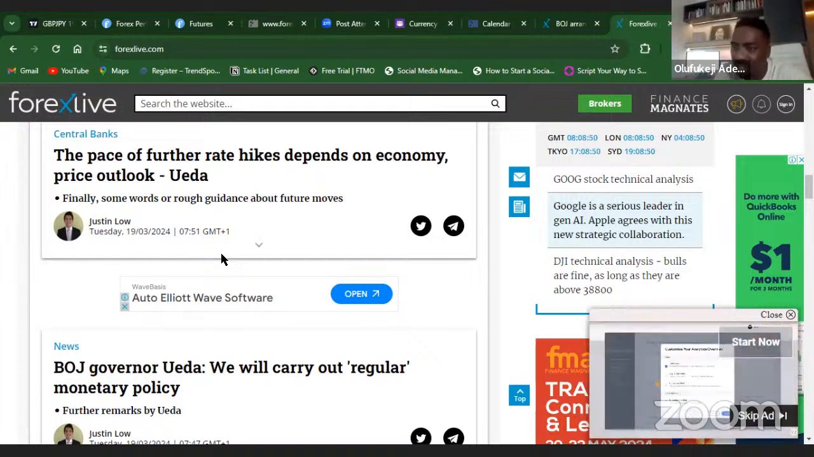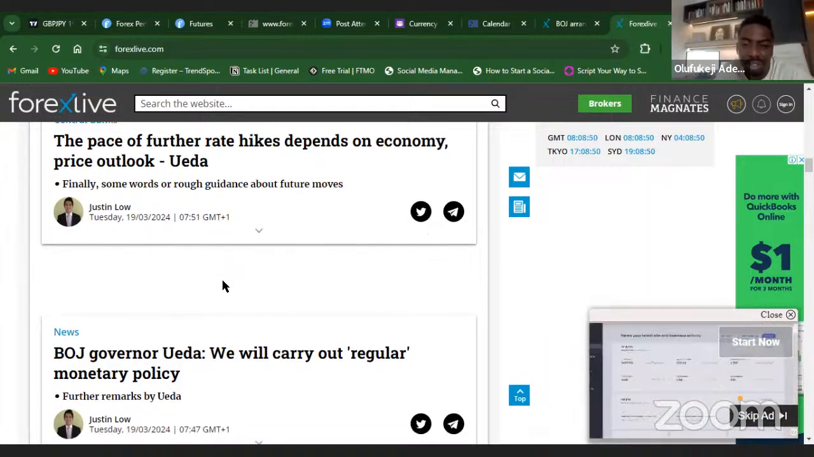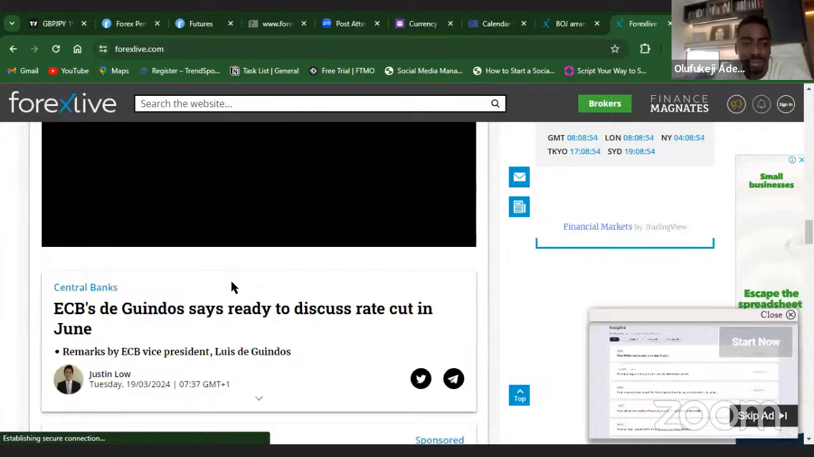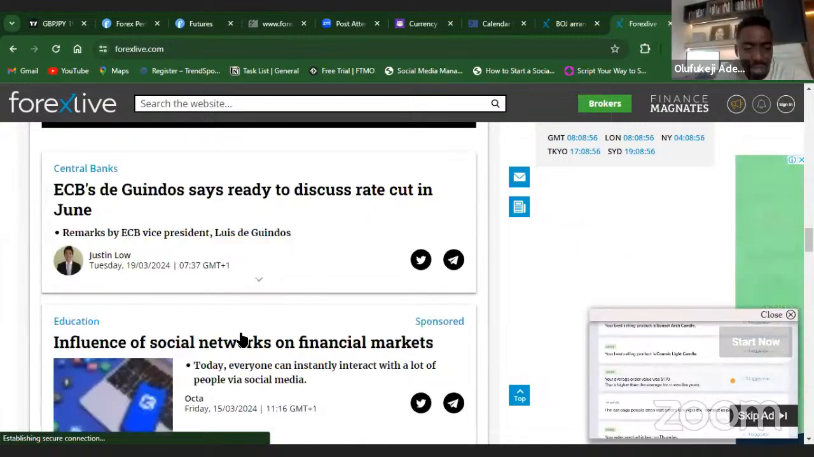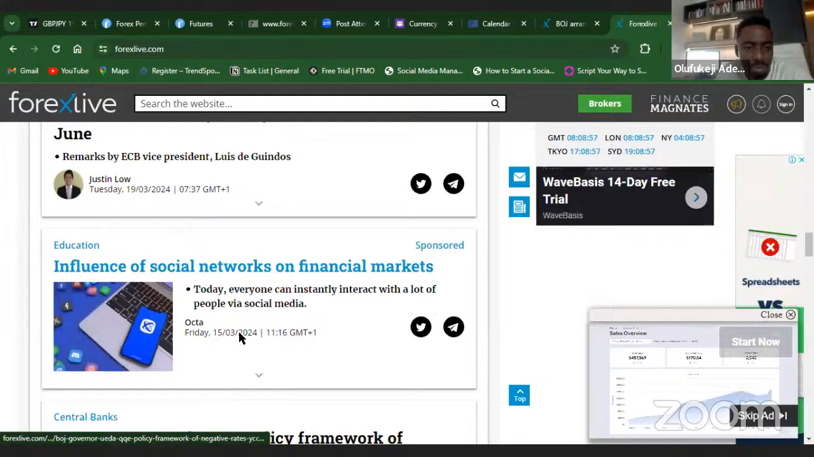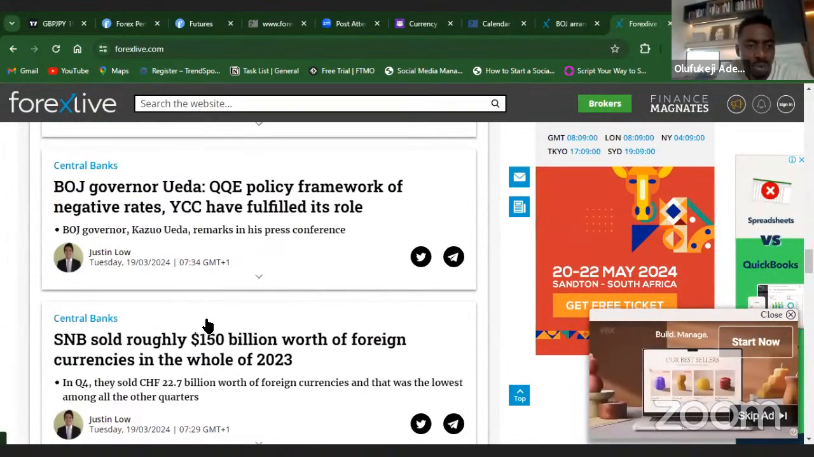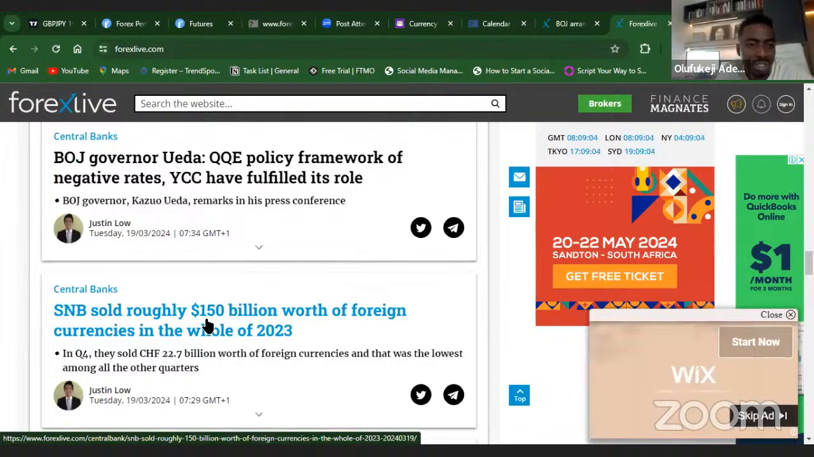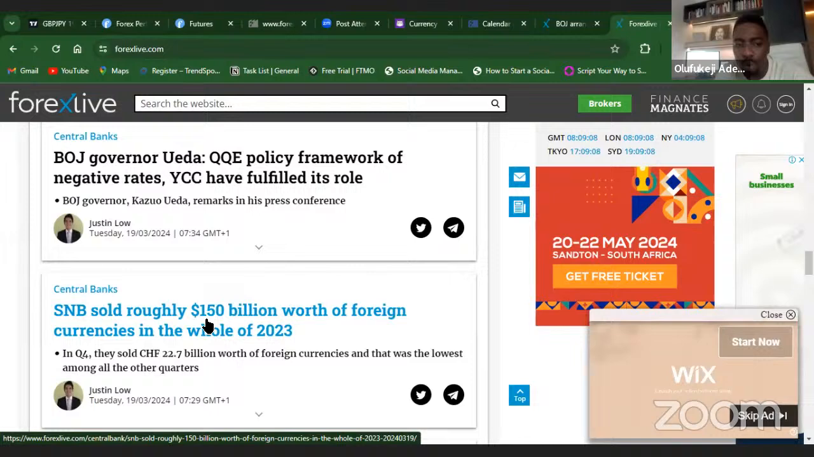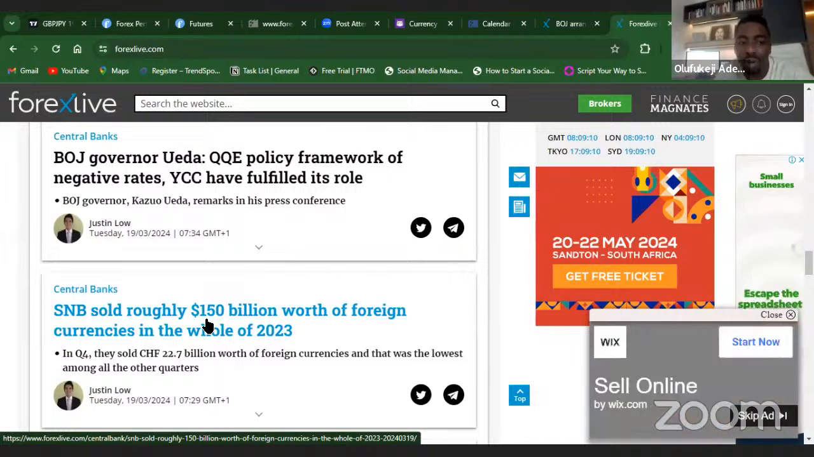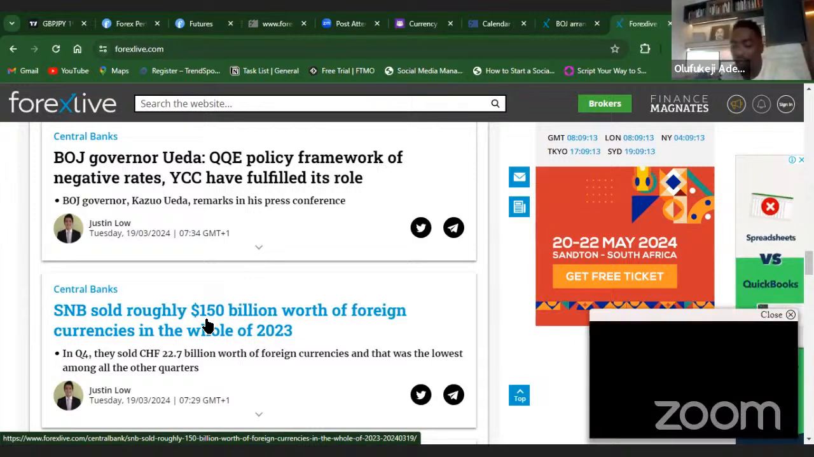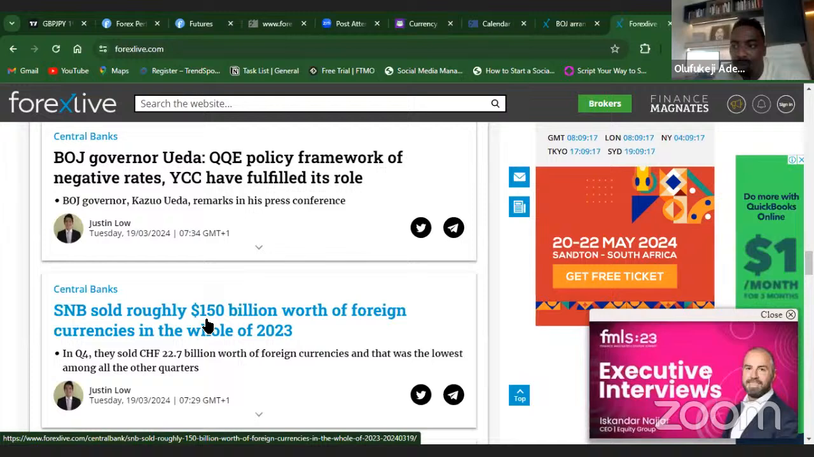So something is changing on the yen. Let's see if we can still scroll up. All right. QQE policy framework of negative rates, yield curve control has fulfilled its role. YCC means yield curve control. So yield curve control has fulfilled its role. So we will look at that too.